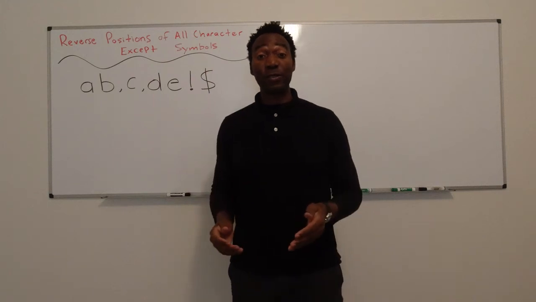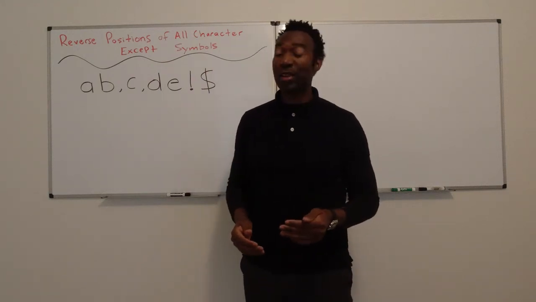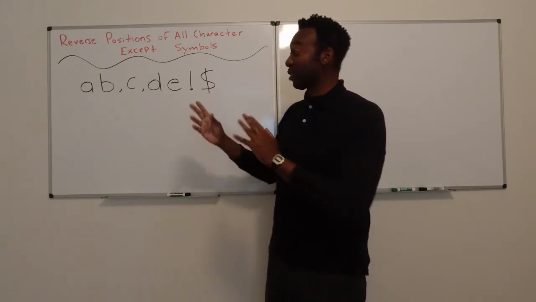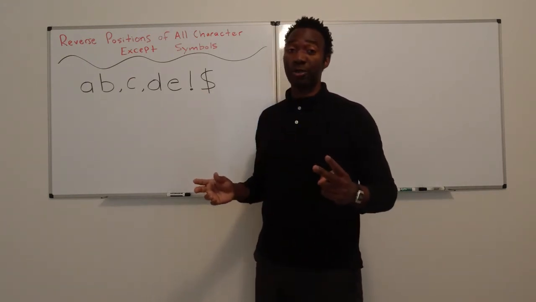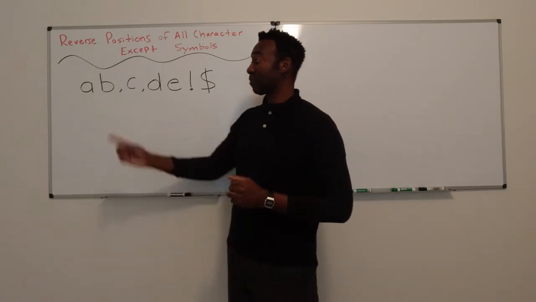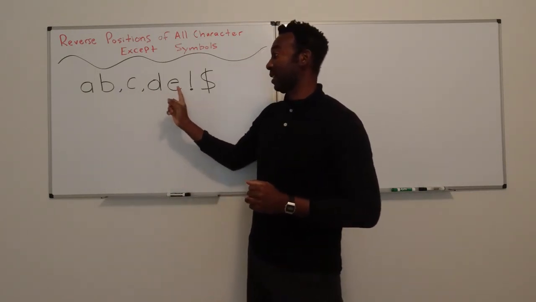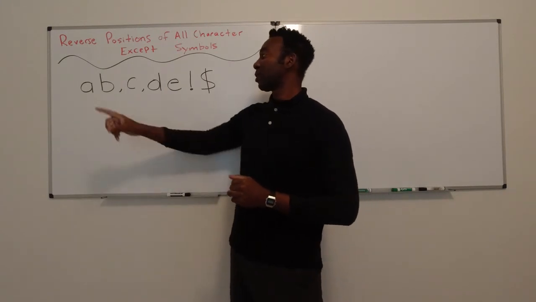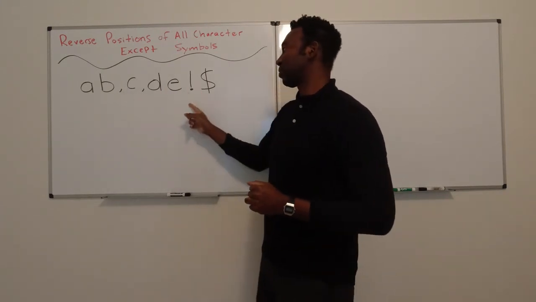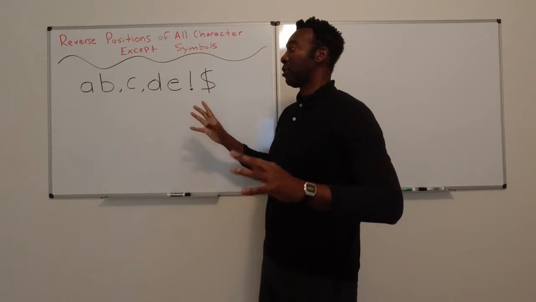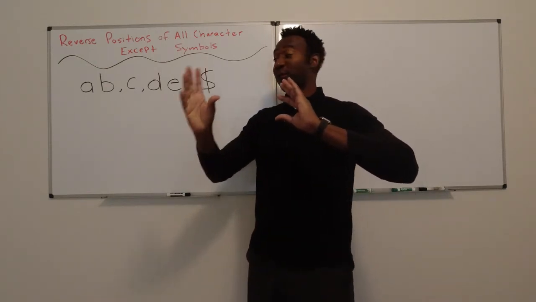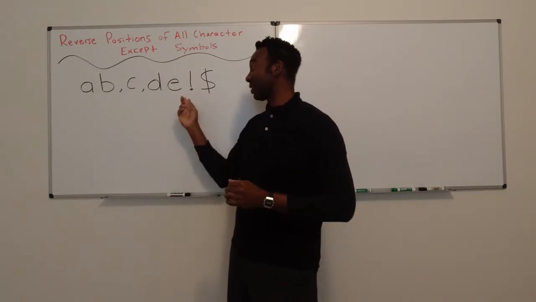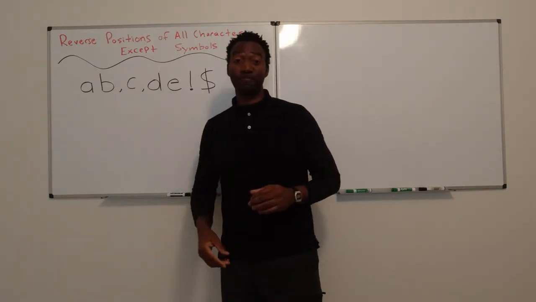Today we're discussing reversing the position of all the characters in this input string except symbols. So this string consists of two types of characters. We have letters A, B, C, D, and E. And then also we have symbols: comma, comma, exclamation mark, and dollar sign. So our goal is to reverse all the letters while keeping the symbols in exactly the same position.